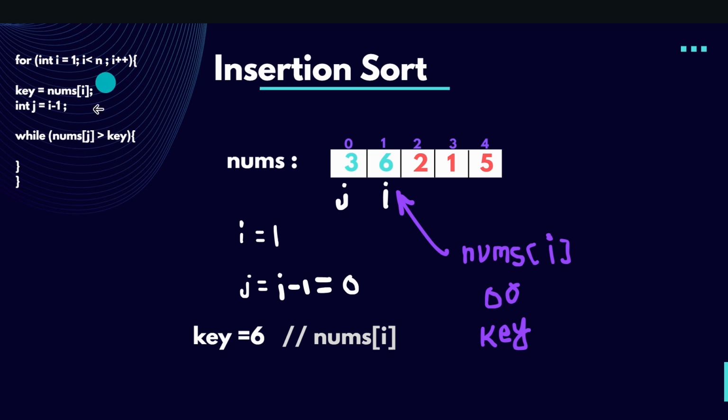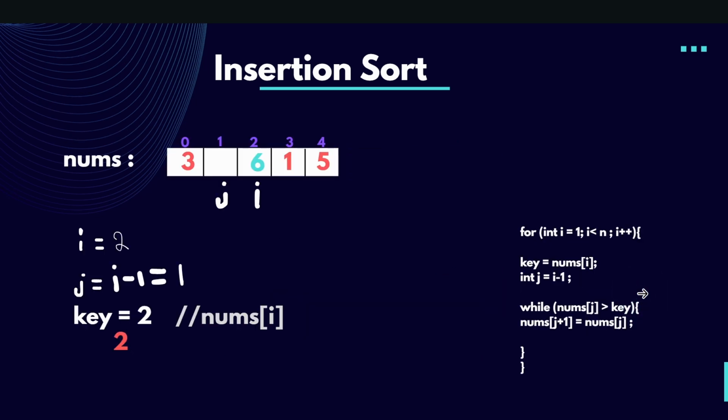This is for the outer loop, the first loop. We are initializing i with 1, you can see over here, with i less than n, i plus plus. We are taking a variable key which is nums of i, and integer j which is i minus 1, meaning j is pointing here. After that, the nested loop, the inner loop, checks whether nums of j is greater than key. Now what we are going to do is compare j and key.